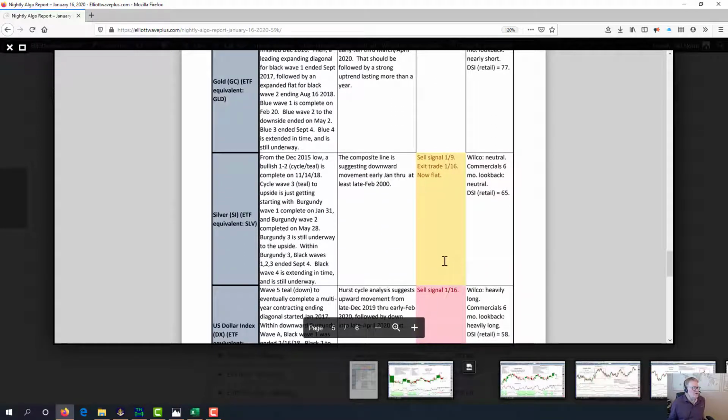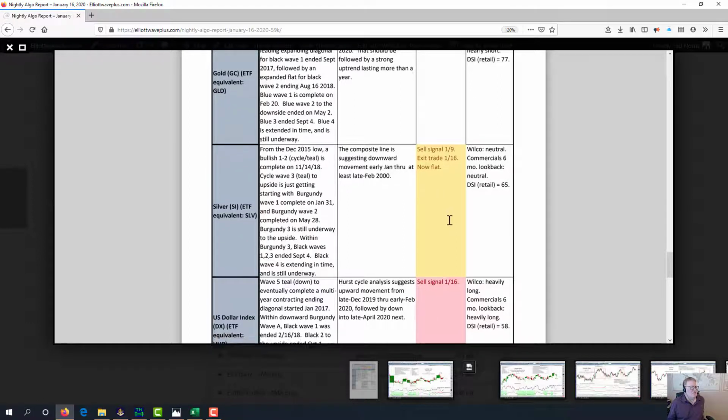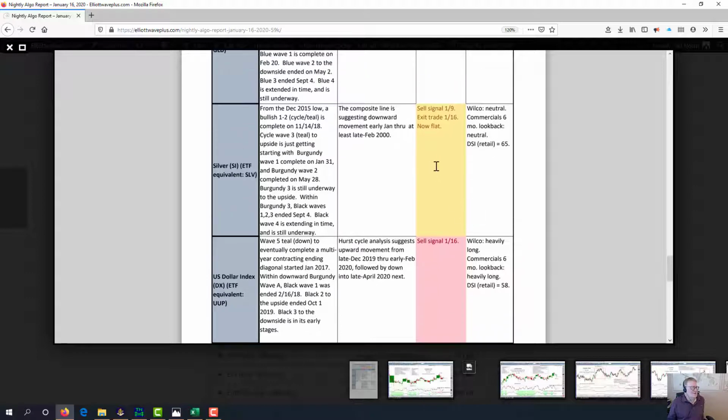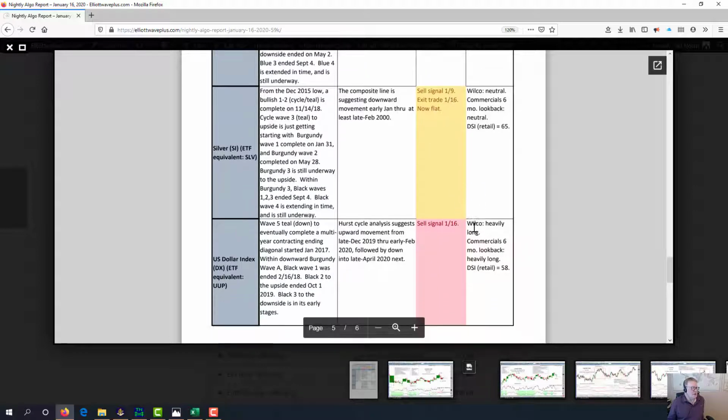And here's one on silver. It had been on a sell signal from January 9th, and there was an exit the trade signal that came in that particular evening, and so that one is coded as yellow. That means that's an action item on an existing trade, and that this particular signal was to exit the trade.